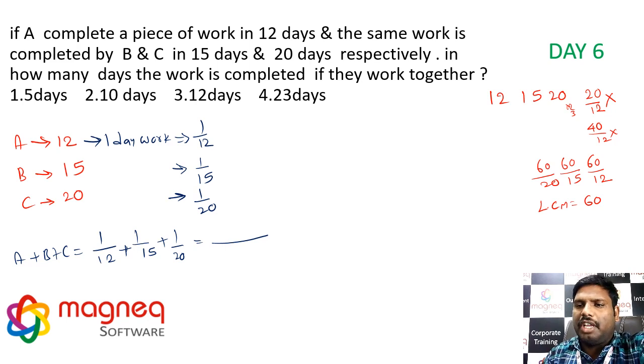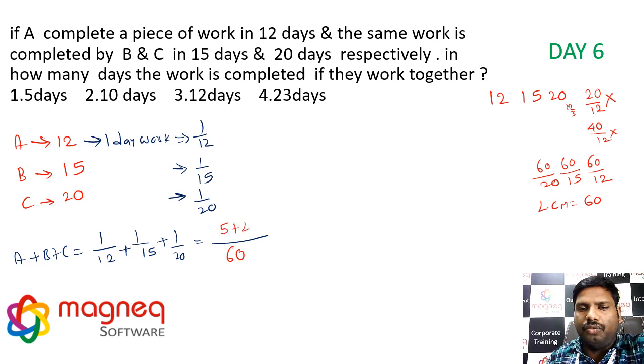So first we have to take the maximum value and divide by the next value. 20 is not divisible by 12. Then 2 times 20 is 40. 40 is also not divisible by 12. Next, 3 times 20 is 60. 60 is divisible by 12, 15 and 20. So 60 is the LCM of 12, 15 and 20.